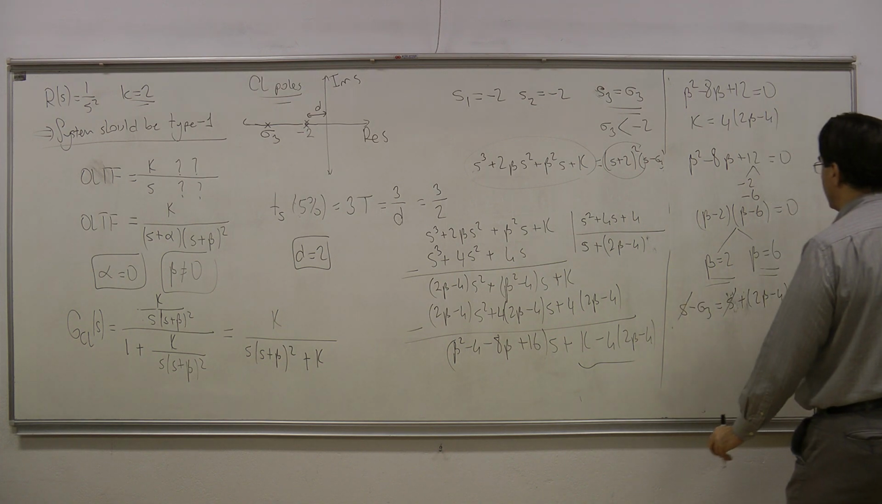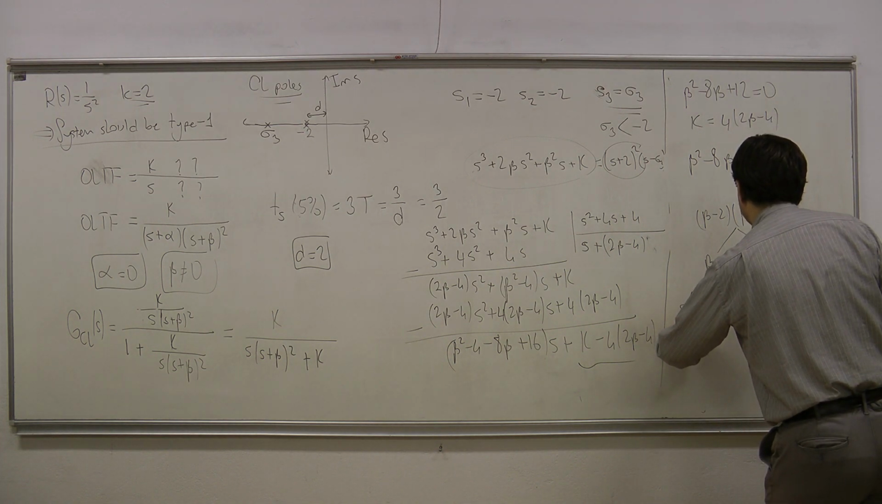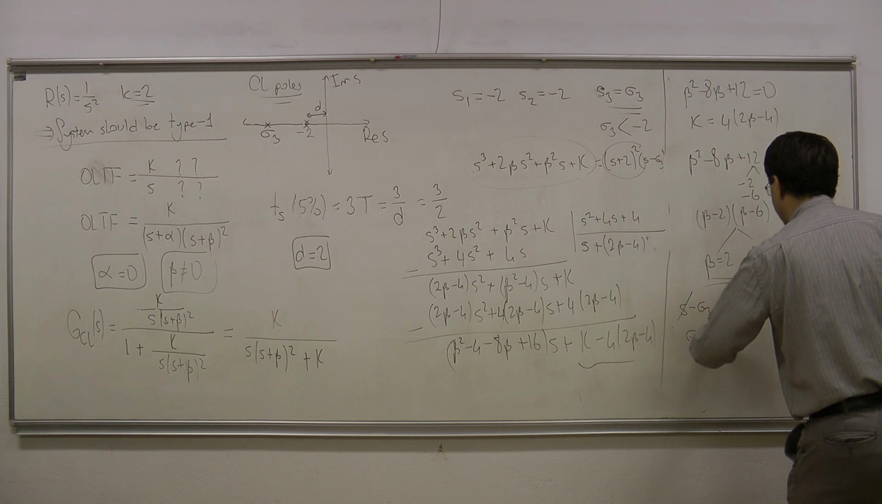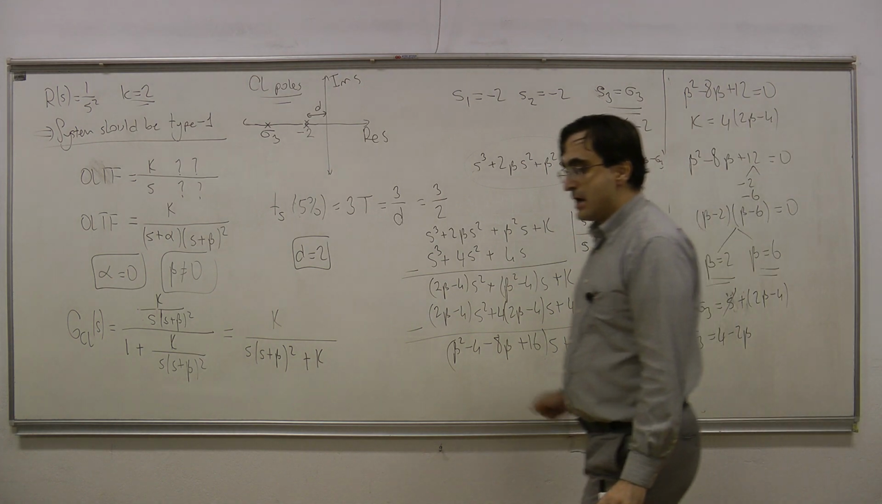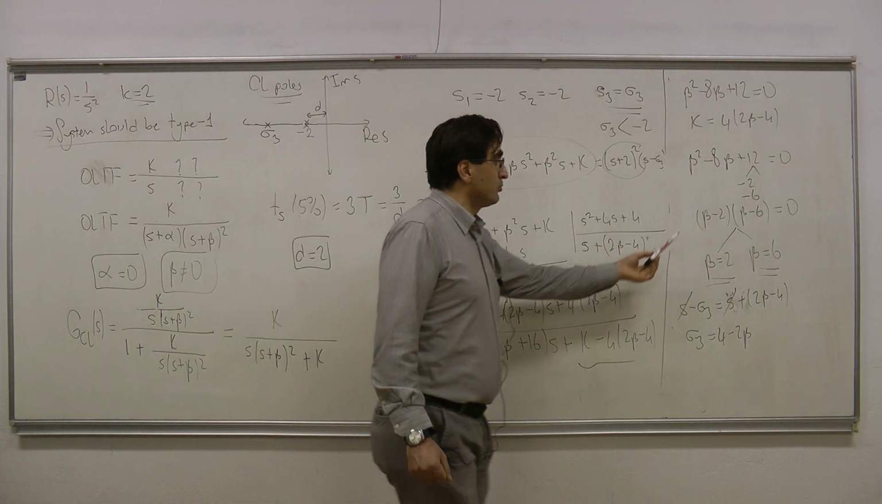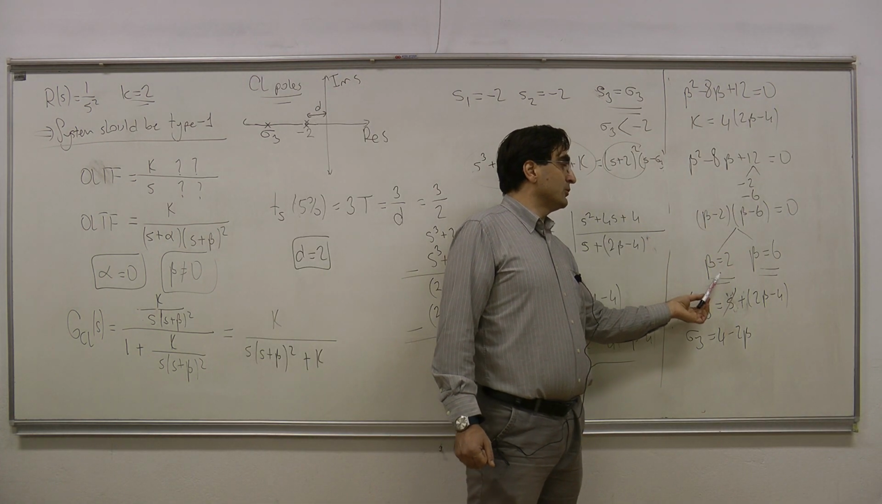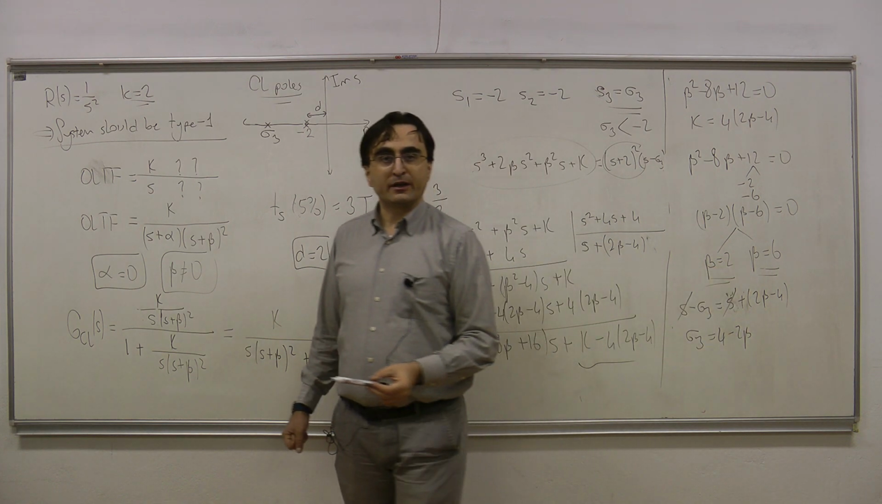So the s's are cancelling. So sigma 3 is just 4 minus 2 beta. Okay? Now I will look at these two solution candidates: beta equals 2 and beta equals 6.